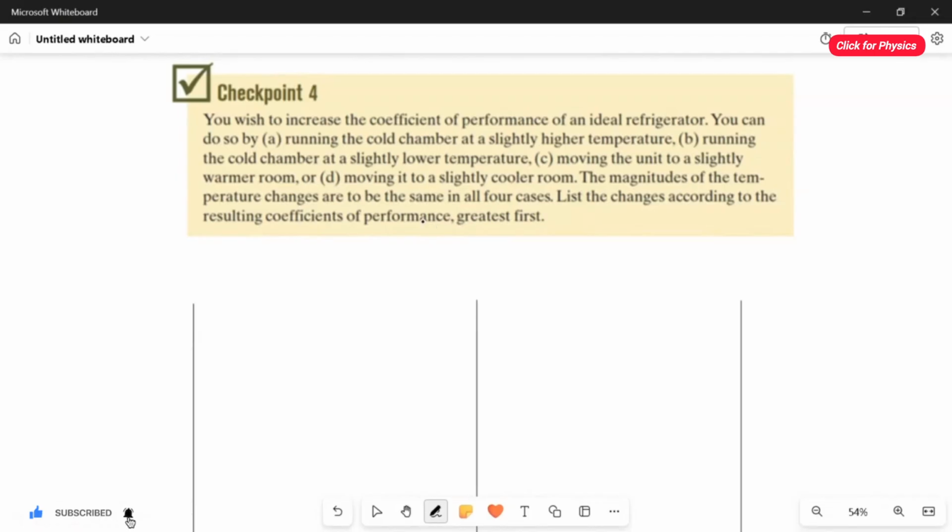So before that, let's rewrite the formula for the coefficient of performance of an ideal refrigerator. The coefficient of performance of an ideal refrigerator is given by Tc over Th minus Tc, where Tc is the temperature at the cold reservoir and Th is the temperature at the hot reservoir. So if you want to increase the coefficient of performance, they gave four important points. First, let's read the points one by one, then we can give the answer for the coefficient of performance later.